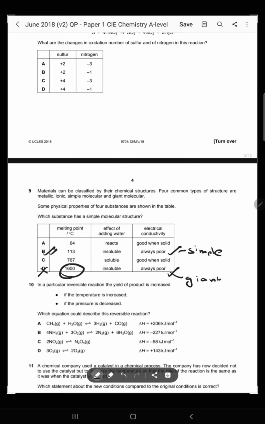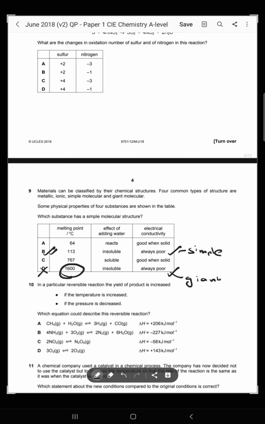Good when solid with a high melting point, there is a good chance that this is ionic. Effects of adding water: whenever we say that something reacts, there is a good chance that it is a metal, but it could be one of the group 1 metals probably.